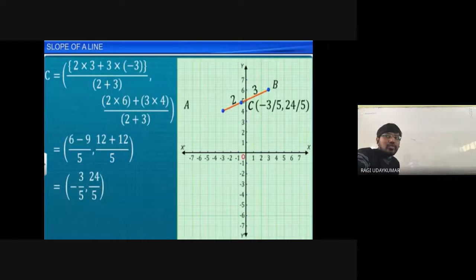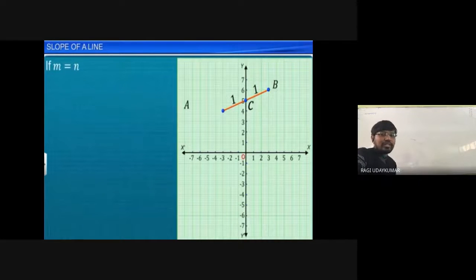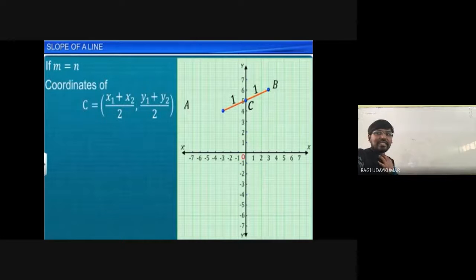That means A to C is two parts and B to C is three parts. If m and n are equal, that means 1:1 ratio, and a 1:1 ratio is nothing but the midpoint. The midpoint formula is (x1 plus x2) by 2, (y1 plus y2) by 2. So these are the basic things you have learned in the previous class.